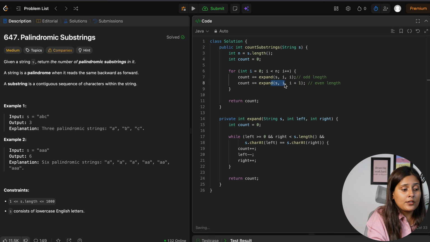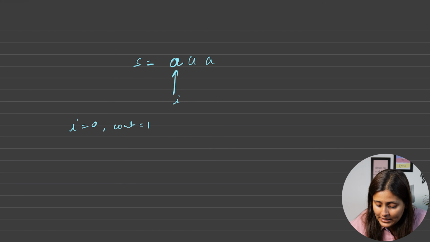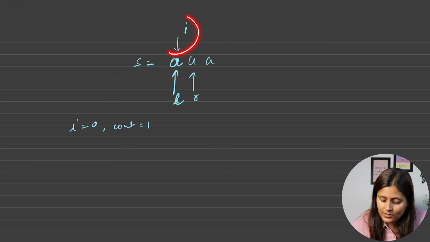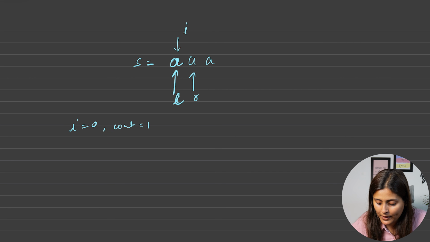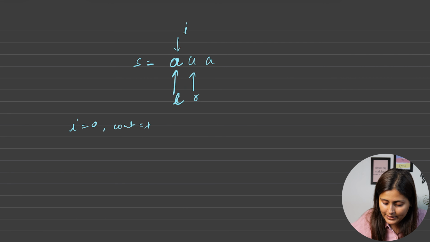So for this even length function, if you see, the left pointer I am sending as I, and the right pointer I am sending as I plus 1. Okay. So definitely, this is left and this is my I only. So when my I is at 0 only, for odd length I have counted 1, and for even length, if left and right both are valid, both are matching, then again I'll do count plus plus, yes. So now this count will become 2.